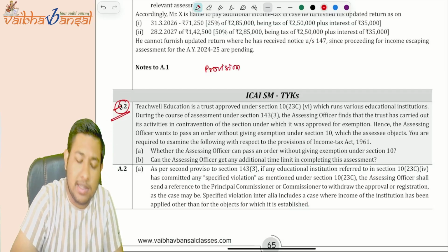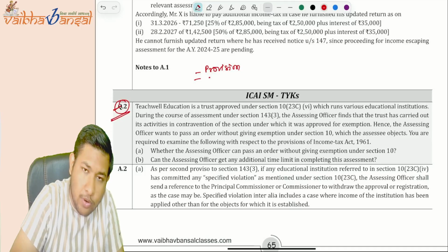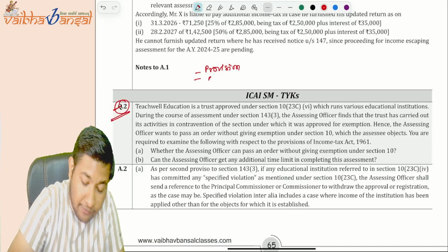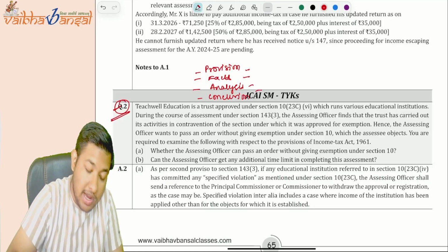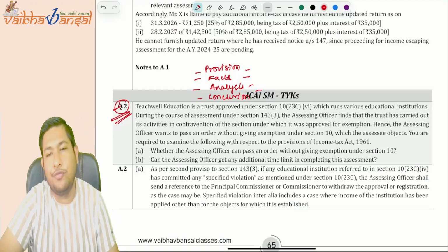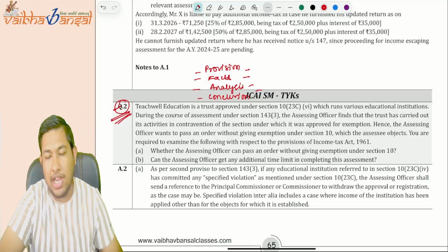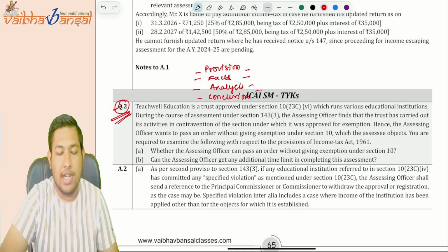First, you write the provisions, then you write the facts of the case, then you write the analysis, and then you write the conclusion. Give headings for all these four and solve this particular question number 2 first, and then we shall be moving ahead. Understood or not? Clear?